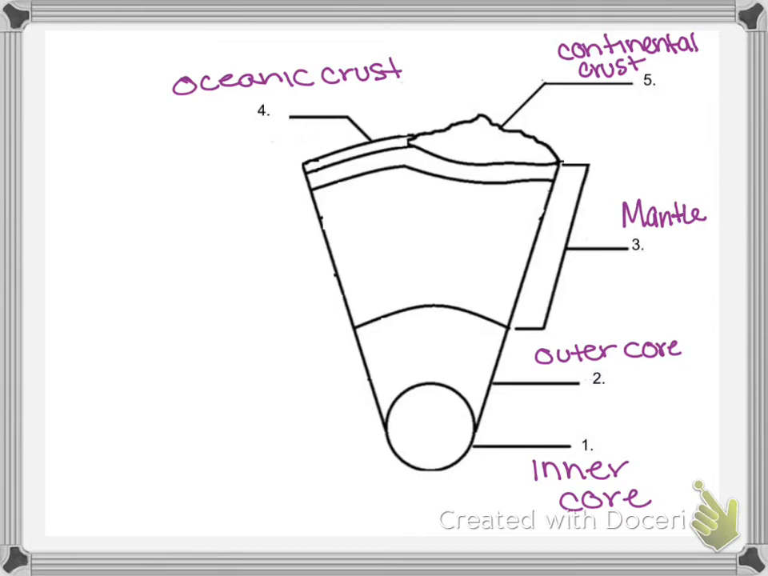The oceanic crust, in this case, looks smaller than the continental crust because it is a lot thinner. And it is always going to be lower than the continental crust due to those different densities. I'm going to change my marker color here, and show you that as you go towards the center of the Earth, the density increases.